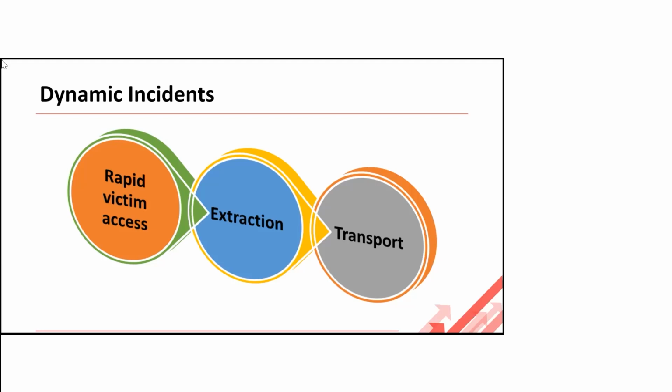And because of the chaos that comes on, it's very hard to implement your systematic approach of let's first tag all the patients, red, yellow, green, blue, black, and then go to the next step of clearing. So that whole step process goes out in a dynamic incident. The need is for quick, rapid victim access, extraction, and transport of the patient. It does not lend itself to setting up a formal process or getting all the structures in place that we all know from theory.